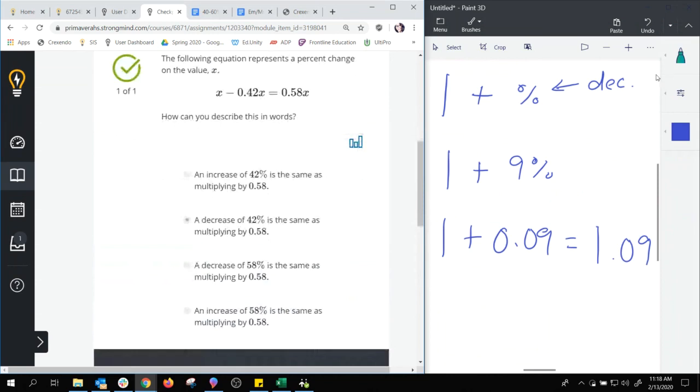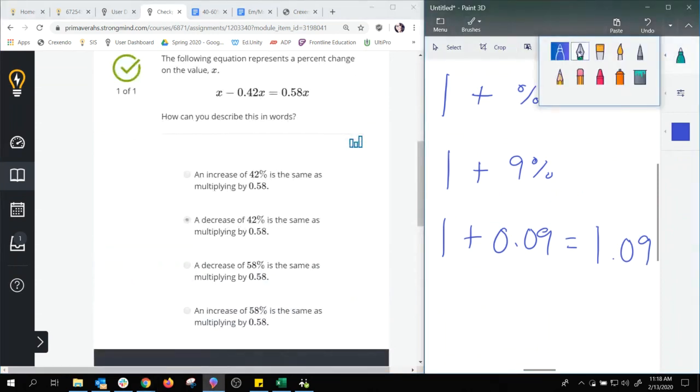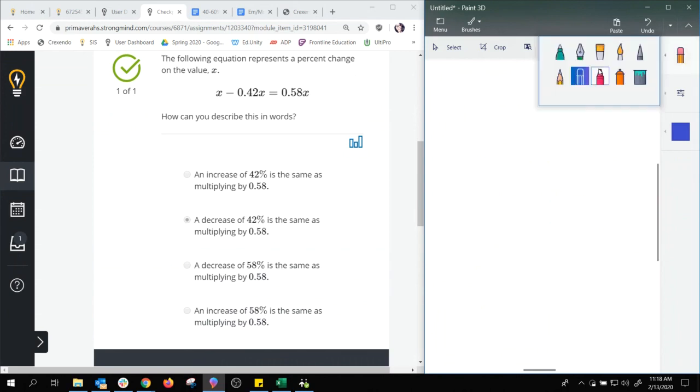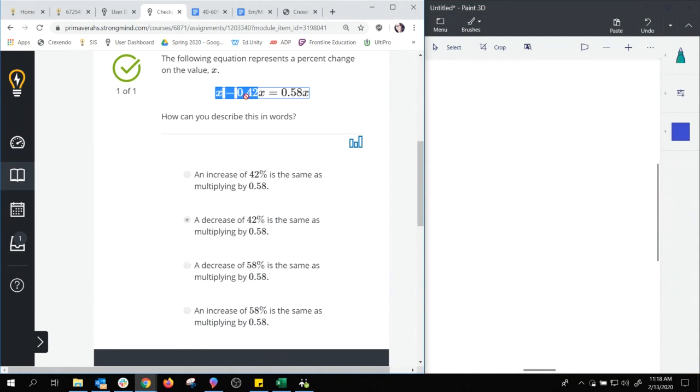Next one. The following equation represents a percent change on the value x. How can you describe this in words? Okay, well, I have a subtraction sign in between here. So if I have a subtraction sign, is that representing an increase or a decrease? A decrease, perfect. So now I'm looking at the two answer choices that are talking about a decrease. This one says a decrease of 42% is the same as multiplying by 0.58, and this one says a decrease of 58% is the same as multiplying by 0.58. Well, we'd want to choose this one here because this 0.42 is my percent. So I'm talking about a 42% decrease.